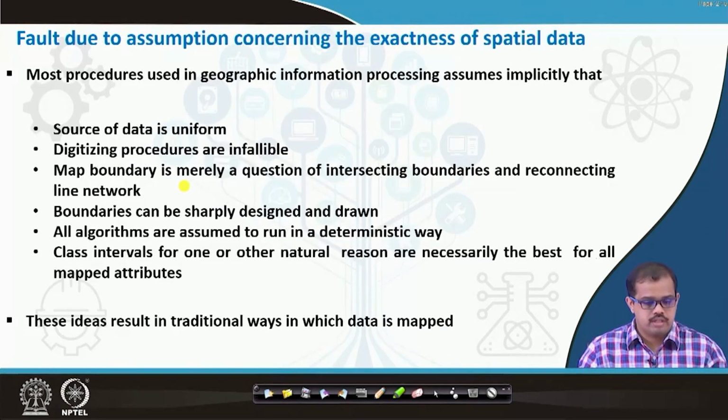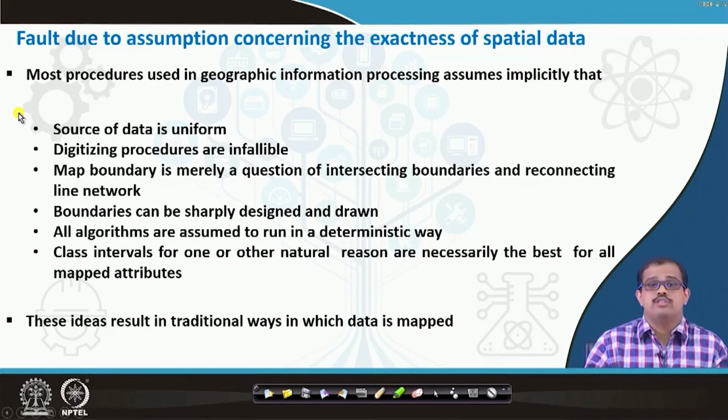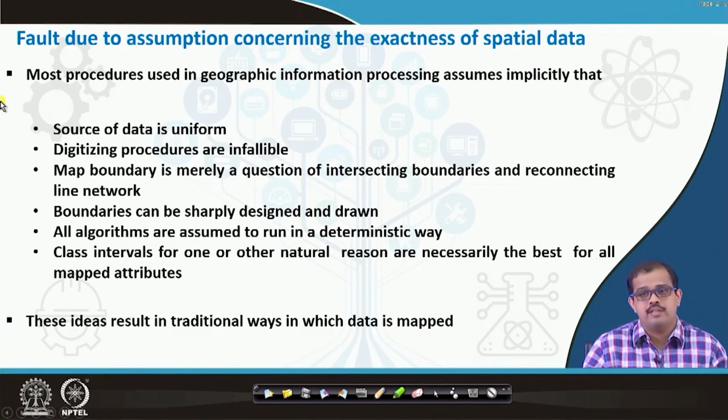Okay, so the last thing that I would speak about in this particular class is the fault due to assumption concerning the exactness of spatial data. We assume, basically we don't think, but we assume that most of the sources of data that have been considered are uniform, and that the digitizing procedures that one may have used are infallible. Which has to be understood: you have to look at the data. Once you look at the data, you will understand how consistent or inconsistent that particular digitization has been.